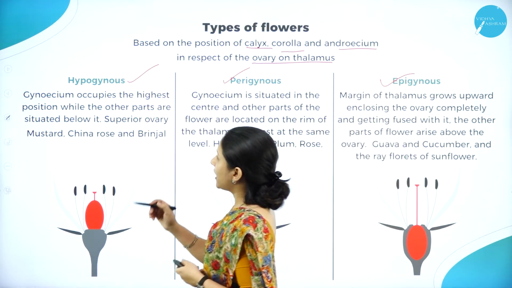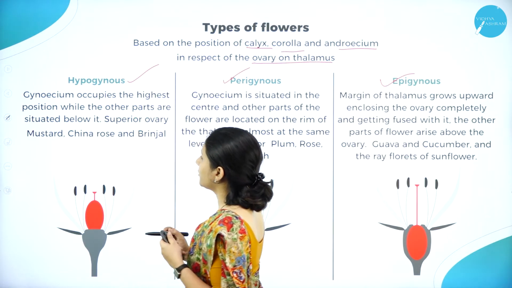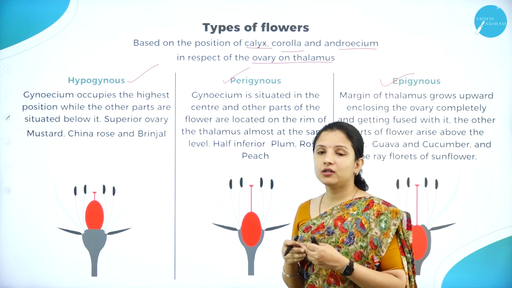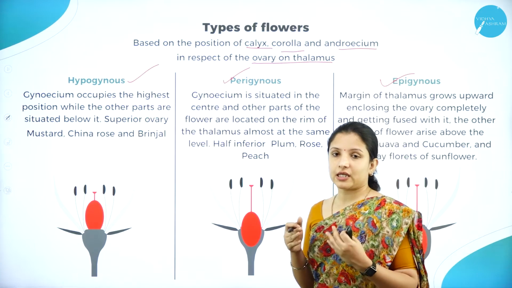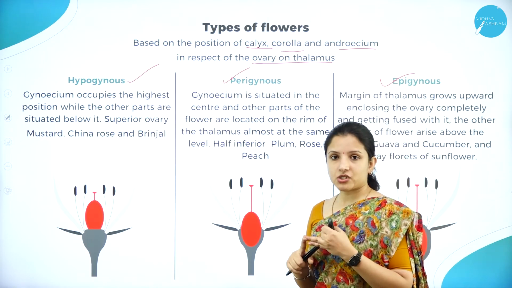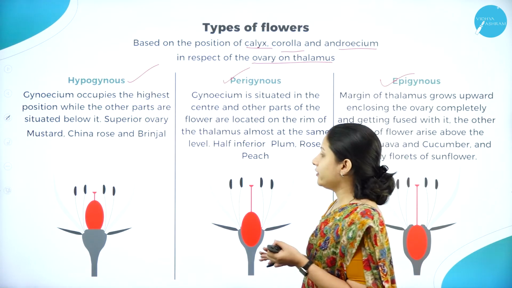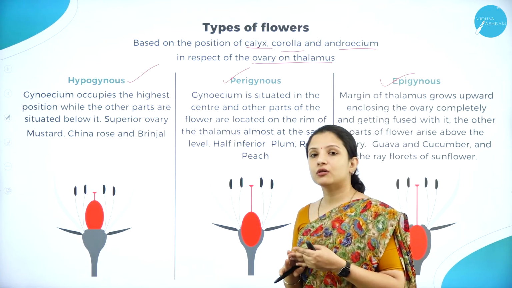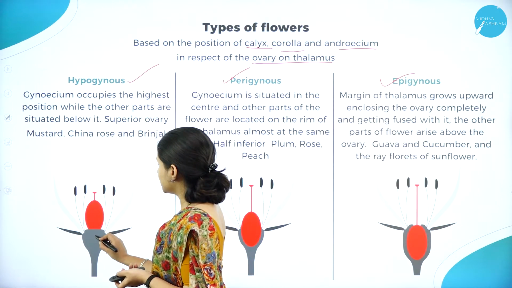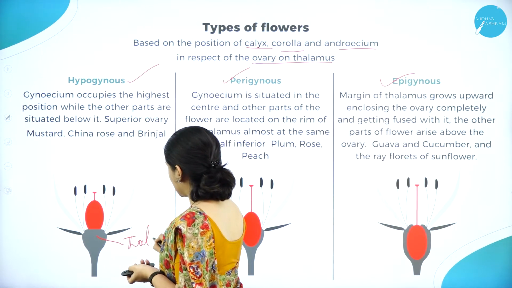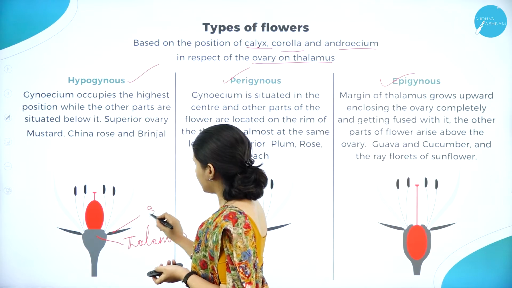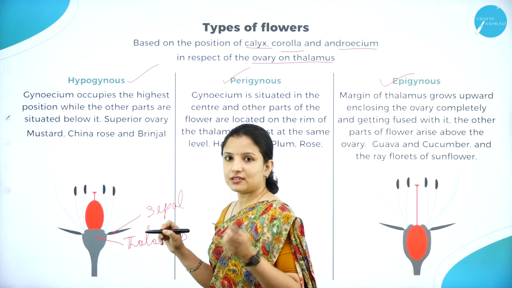In the hypogynous flower, the gynoecium occupies the highest position. Not just the androecium, but all the parts of a flower, how they are placed on the thalamus and with respect to the ovary. Here I'll consider the sepals, the gynoecium, which is nothing but the ovary, and also the stamens as well as the corolla or the petals. First we shall write what the sepal and the petal are here. So this is the thalamus. And then on the thalamus are located the sepals. Sepals are also called the calyx.